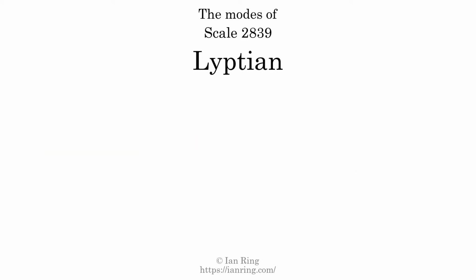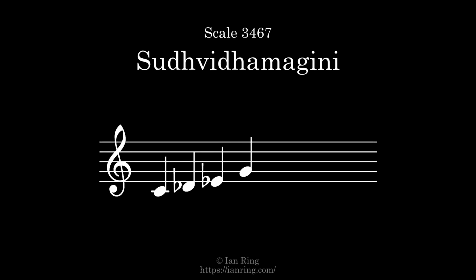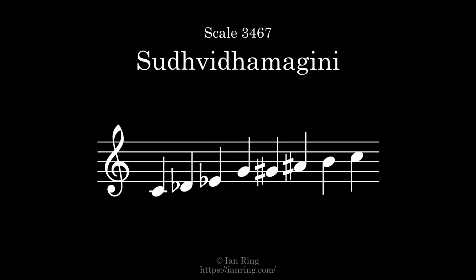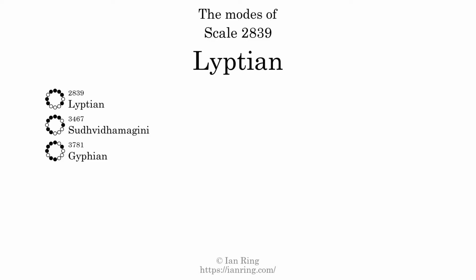This scale has 7 modes. The first mode is itself. The second mode is scale 3467, also known as heptatonic. It sounds like this. The third mode is scale 3781, also known as Lyptian. It sounds like this.